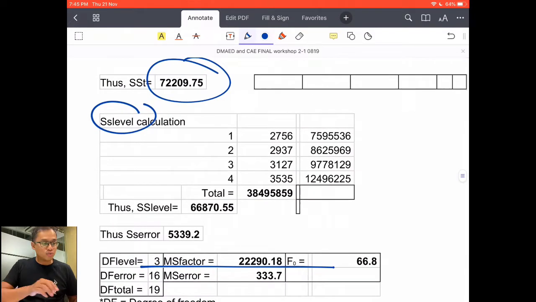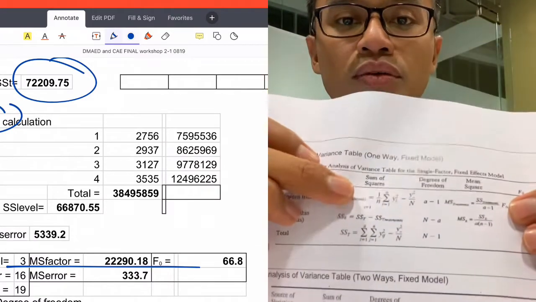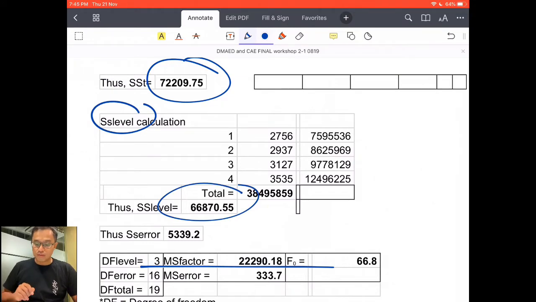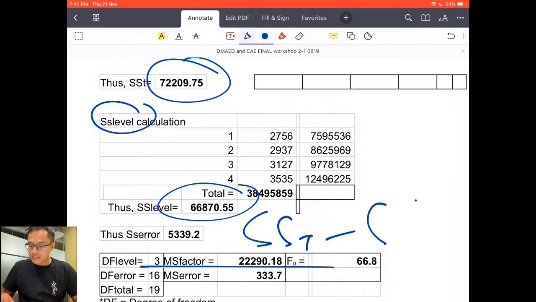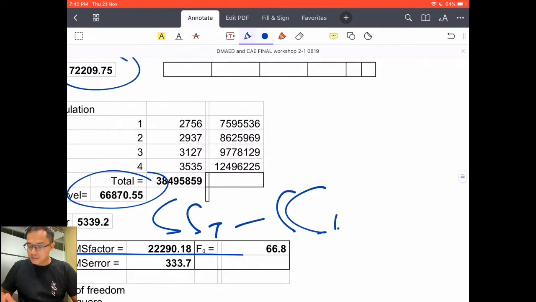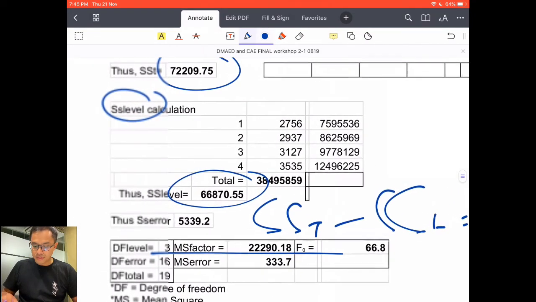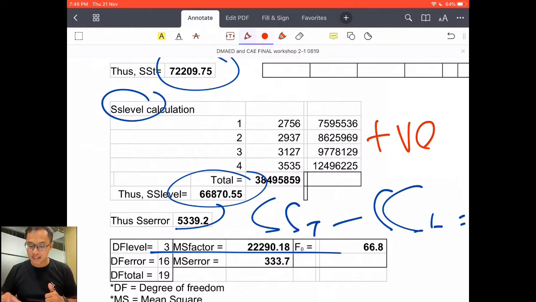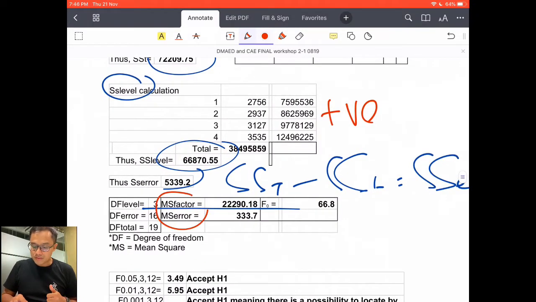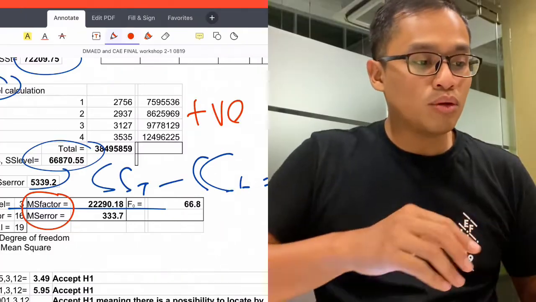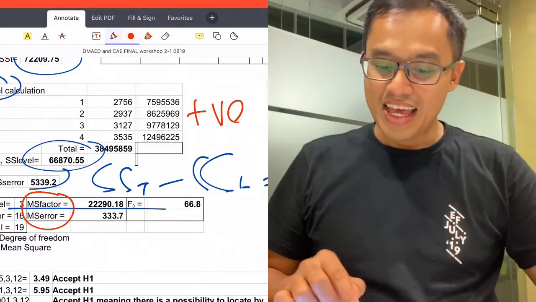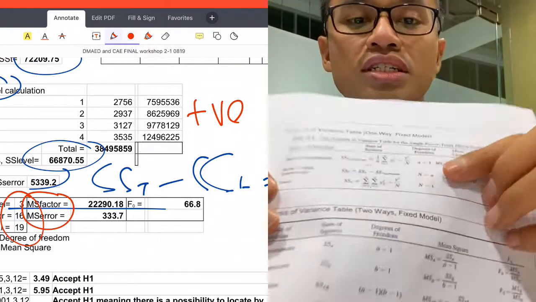So you can see here, use this equation there, SS treatment, and try to find my answer for SS level, and from there SST minus SS level, you get SS error, which is this, and all must be positive values, all of them: SST, SS level, and SS error. Then using MS factor, mean square factor, also available there, and the degree of freedom equation is also over there.